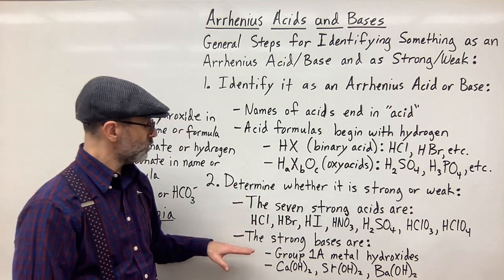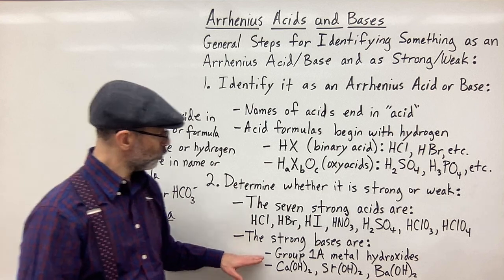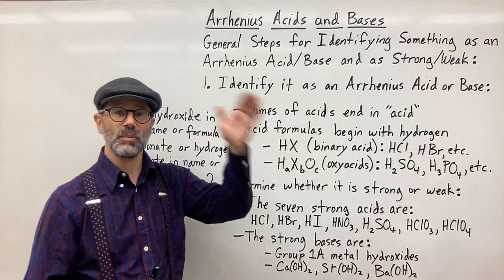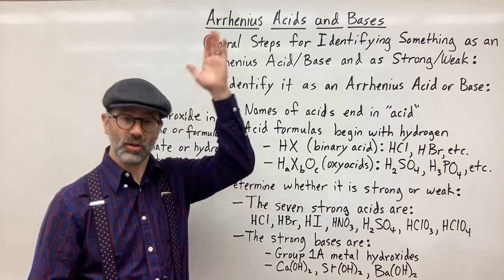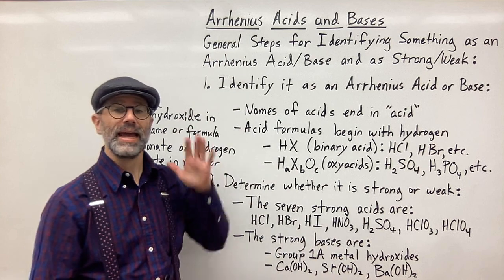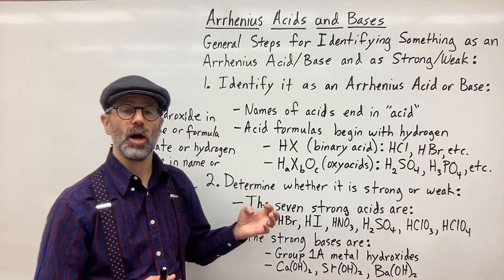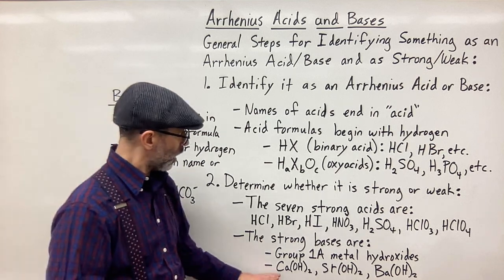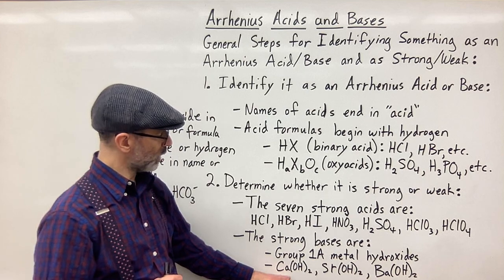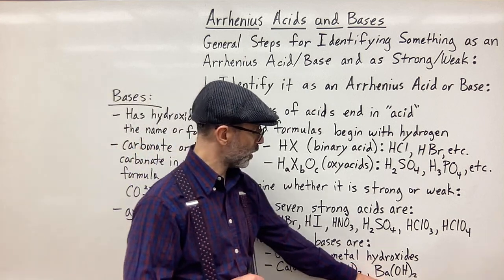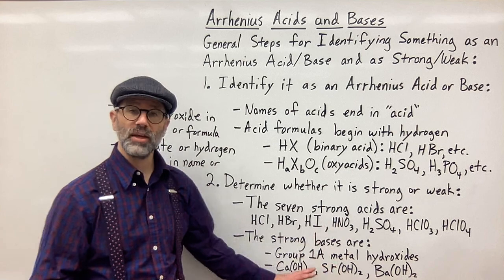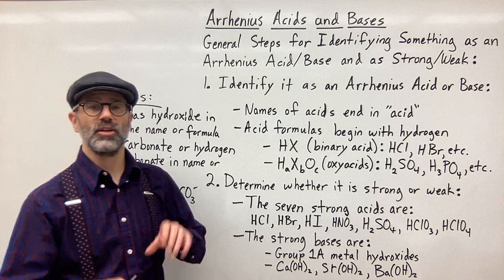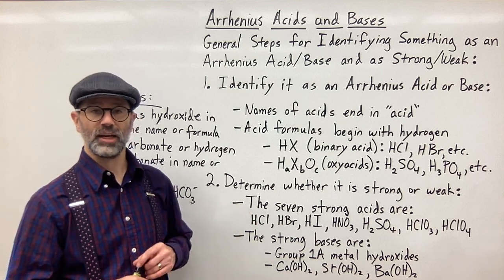Same with the bases. So the strong bases are group 1 metals with hydroxides. So group 1 would be lithium, potassium, sodium, and all the rest, right? So if you have a hydroxide that has a group 1 metal with it, that's going to be a strong base. Other strong bases are going to be calcium hydroxide, strontium hydroxide, and barium hydroxide. These are the strong bases. If it's not one of these, it's going to be a weak base. So that's how you can determine between weak and strong acids and bases.